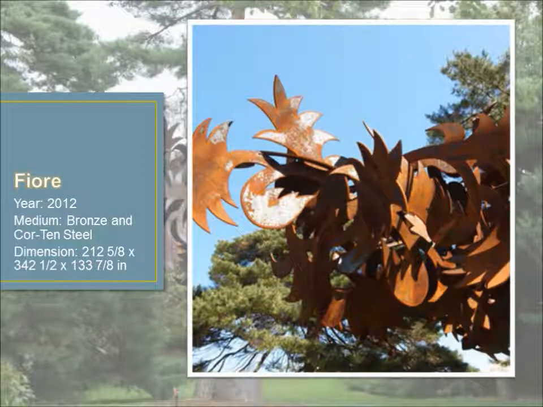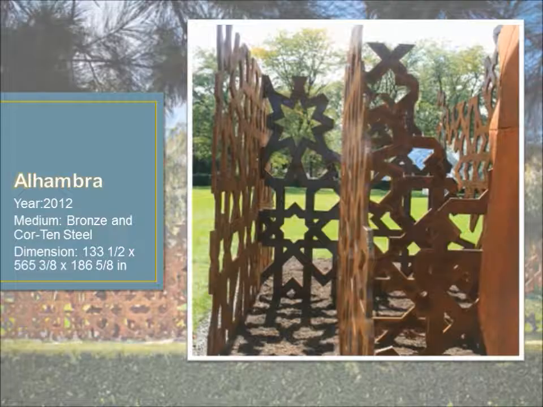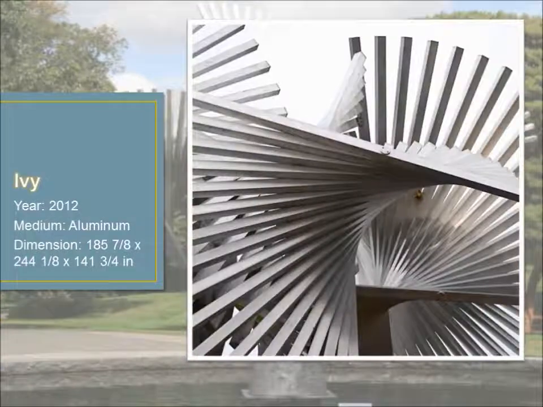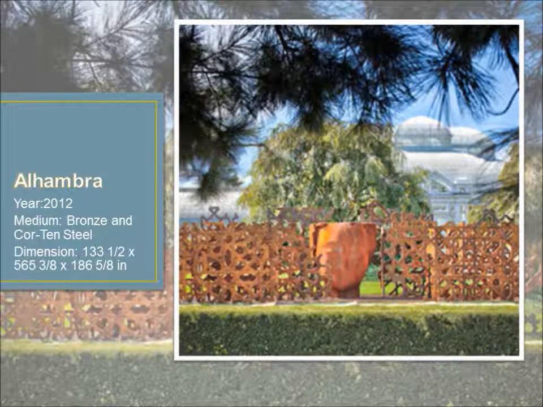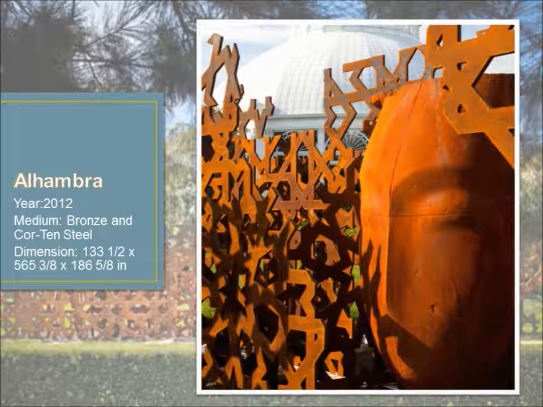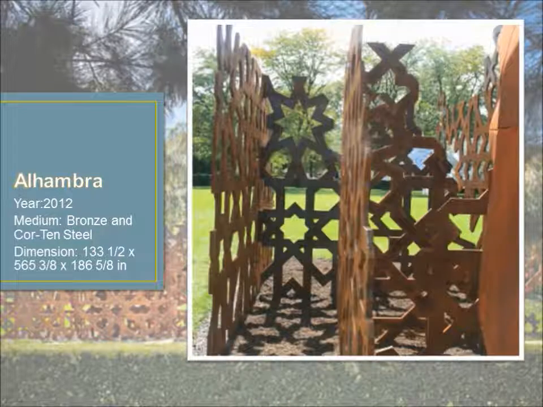The medium used for Acacia, Butterflies, and Ivy is aluminum, while Flor is made using bronze and quartz and steel. Alhambra's 50-foot headdress is made out of bronze and quartz and steel and pays tribute to Spain's historic Alhambra in Granada, with its stunning Moorish gardens and architecture dating to the 10th century.